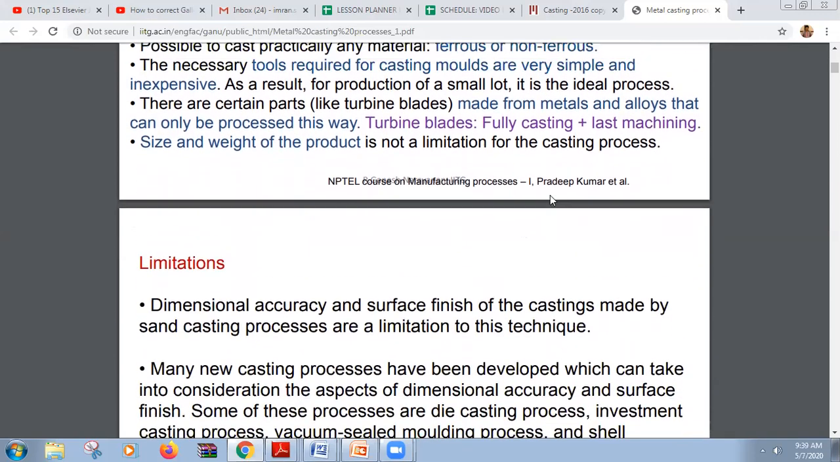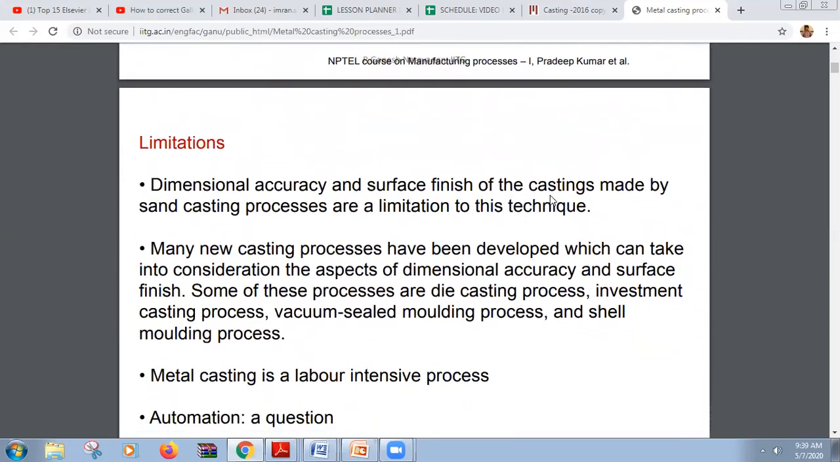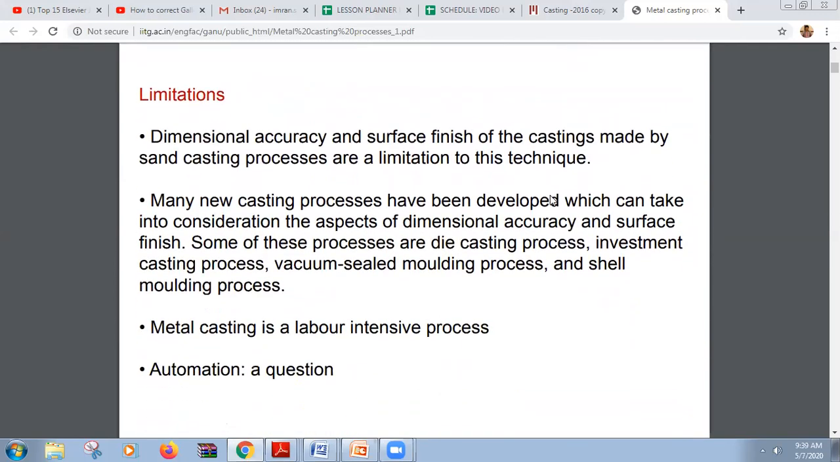So few limitations are also there. First limitation or disadvantage is that dimensional accuracy and surface finish are not up to the mark, and they need to be further worked. So dimensional accuracy and surface finish are not good. So these are basically the disadvantages of casting.